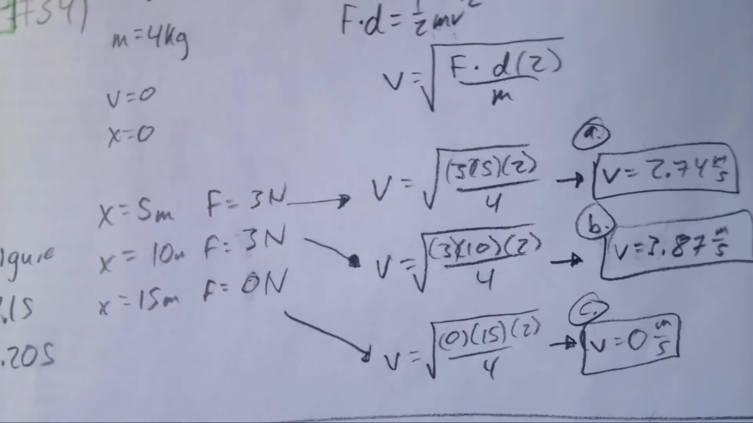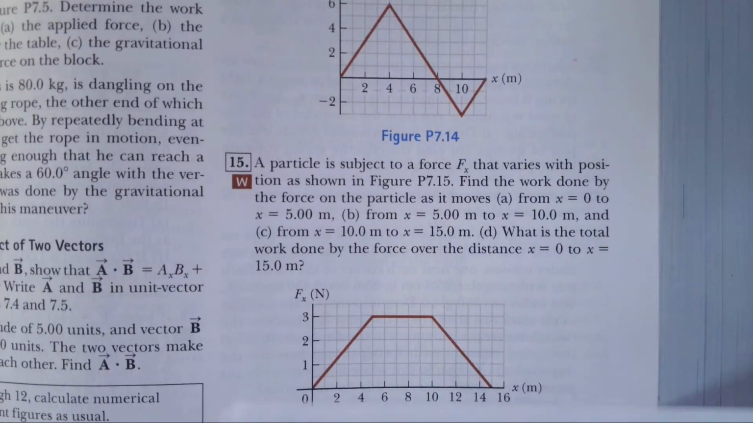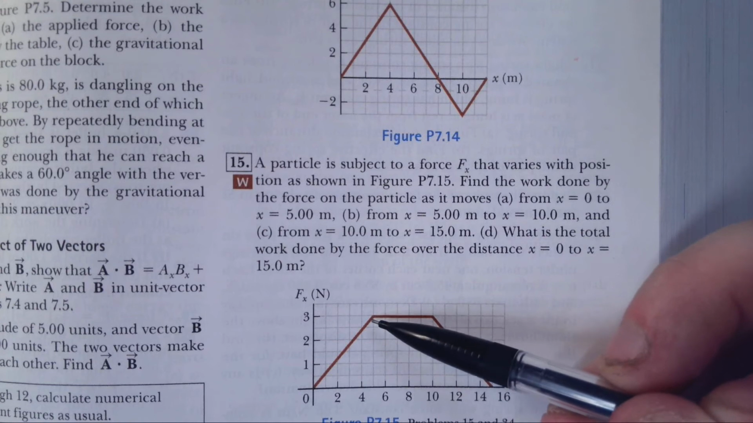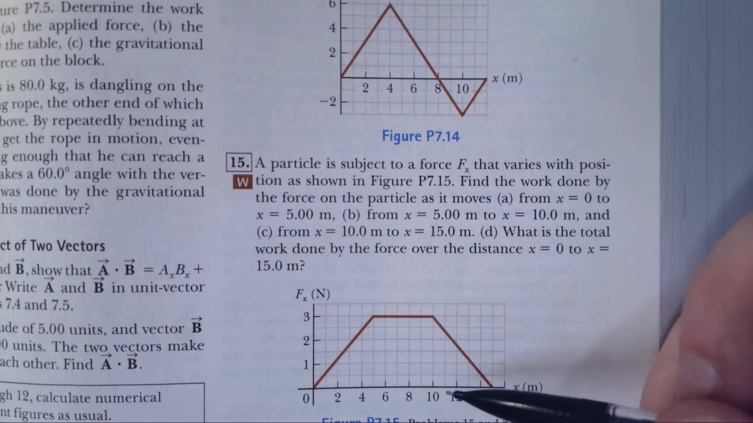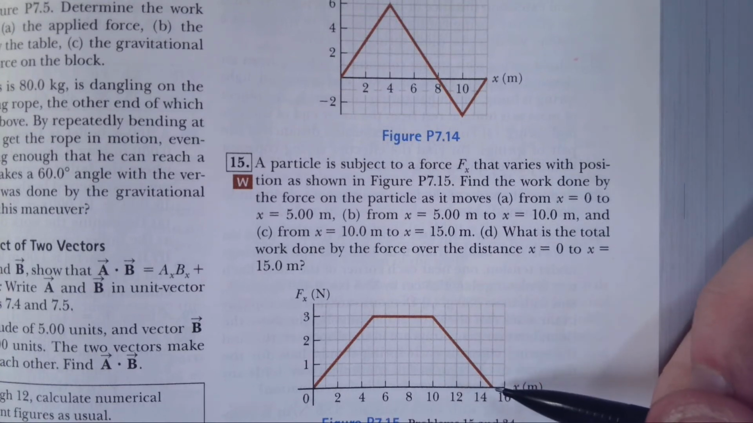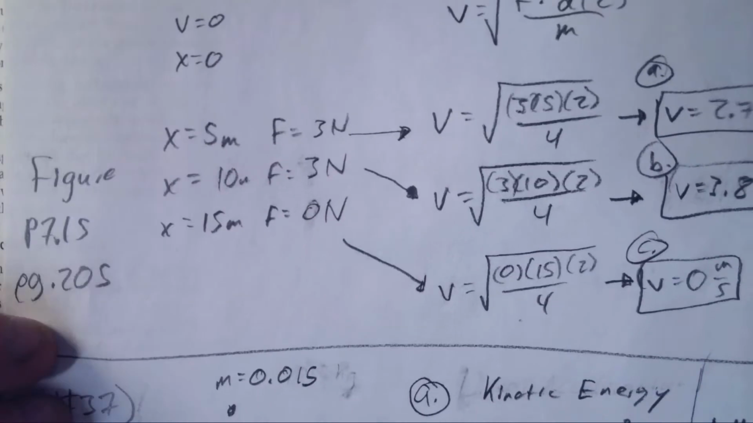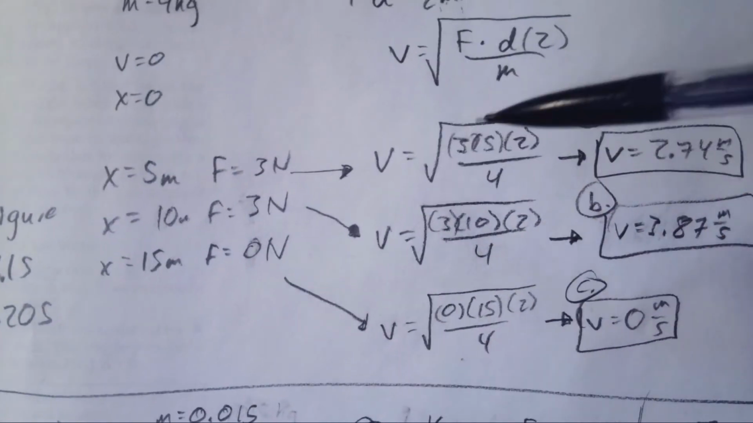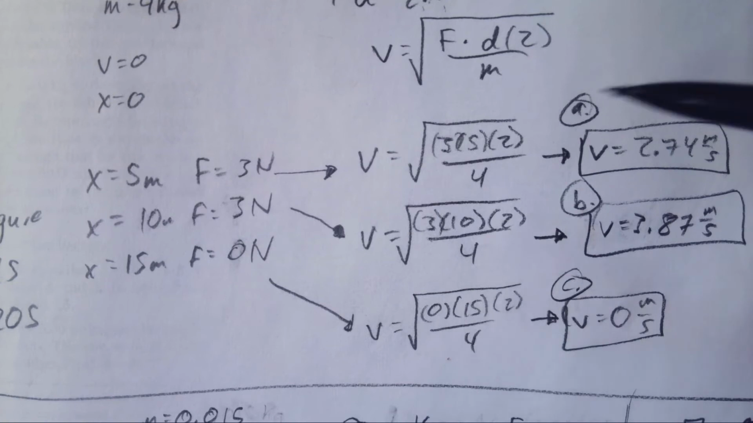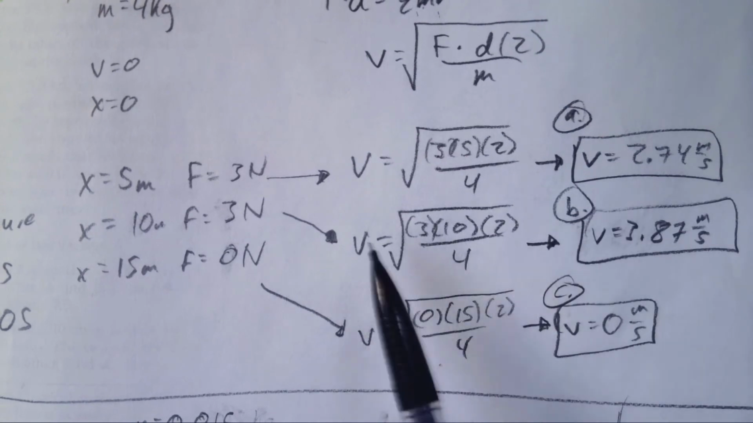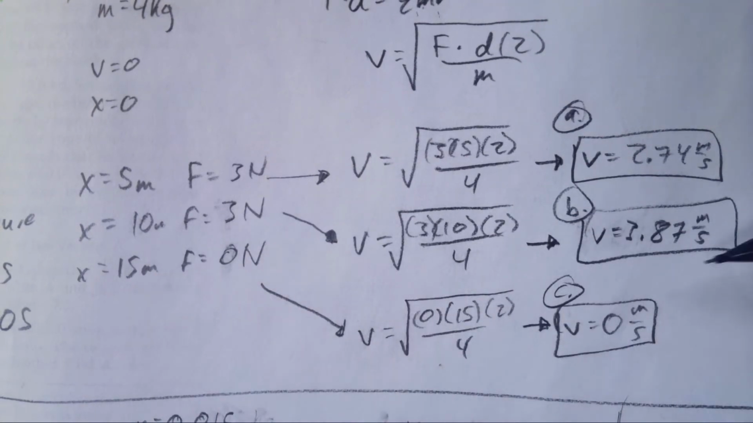If we look at the figure here, at 5 meters, it's 3 newtons of force. At 10 meters, it's 3 newtons of force. And at 15 meters, it's 0 force. So I've written that out here for the 3 different points, and we just solve for v for each of them. So 3 times 5 times 2 divided by 4 is that velocity. That's what it is when it's gotten there. 3 times 10 times 2 divided by 4, that's 3.87.